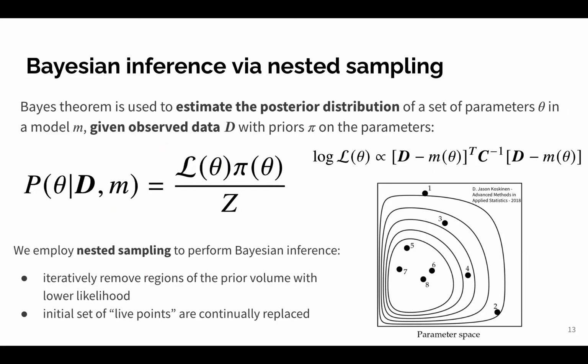And so here I'm showing Bayes' theorem, which is a way of estimating the posterior distribution, which is on the left. That's the posterior distribution on the left, and on the right-hand side is the likelihood function.